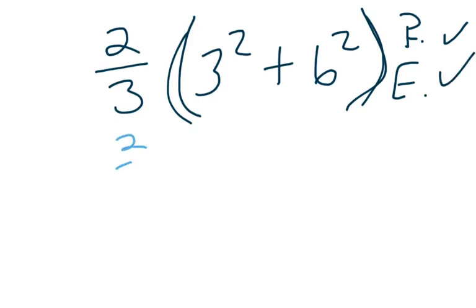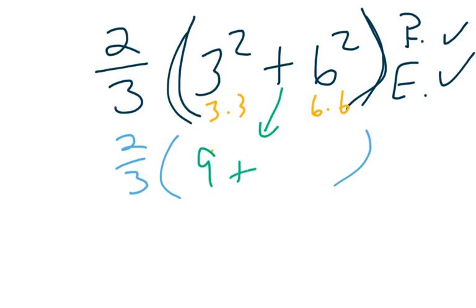So the 2/3 stays the same, and now we get 3 times 3 and 6 times 6. So 3 times 3 gives you 9. Bring down your plus sign, and then 6 times 6 gives you 36.